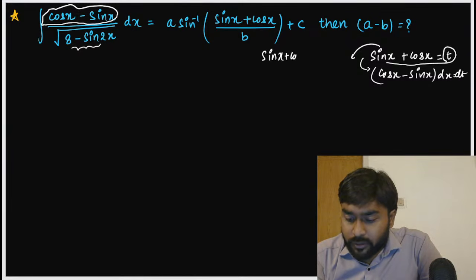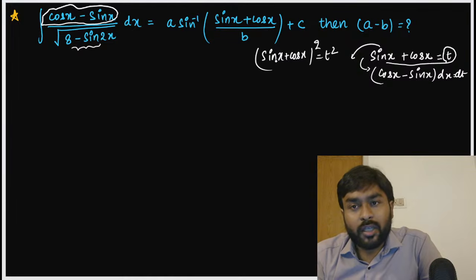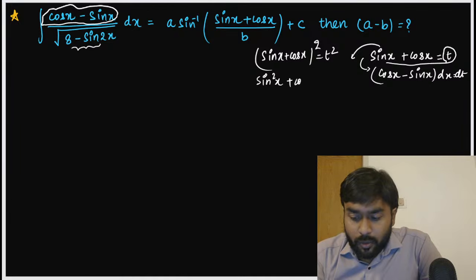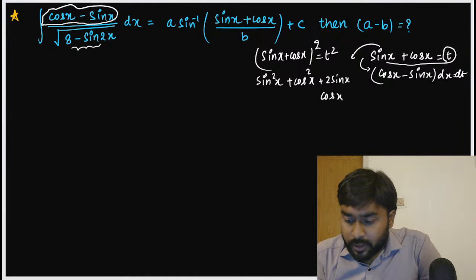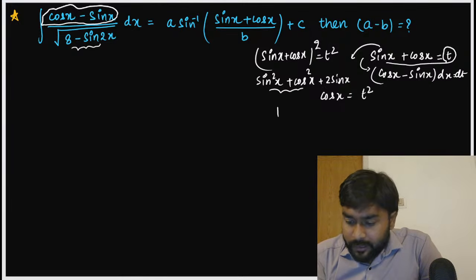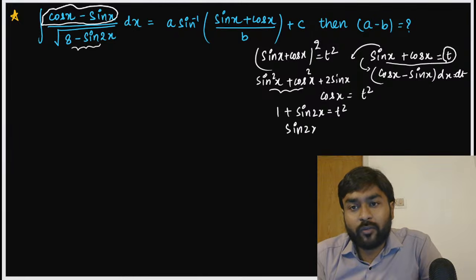So sin x plus cos x whole square equal to what? T square. Here a square plus b square plus 2ab. So a square is what? Sin square x plus cos square x plus 2ab means 2 sin x cos x, correct, equal to t square. This class 10th identity 1 and this will become 2 sin theta cos theta means sin 2 theta, sin 2x equal to t square. Now this sin 2x you can write t square minus 1.